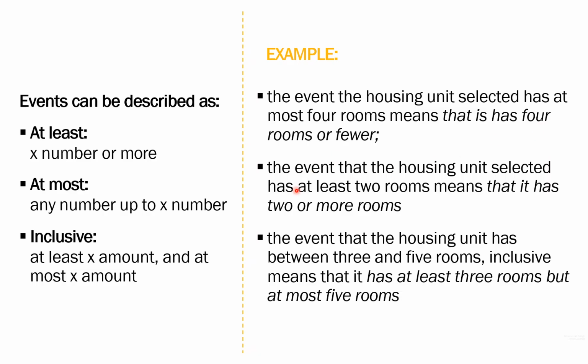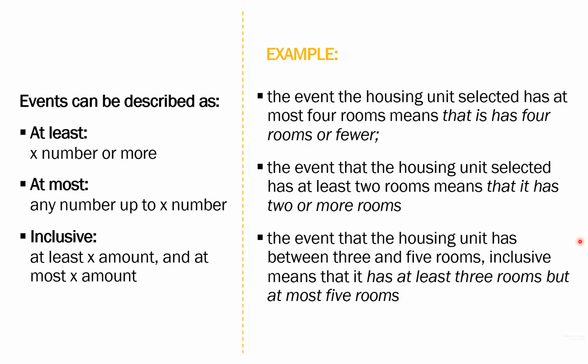So the next one is the event that the housing unit selected has at least 2 rooms, meaning that it has to have at a minimum 2 rooms or more. And finally, the event that the housing unit has between 3 and 5 rooms inclusive.